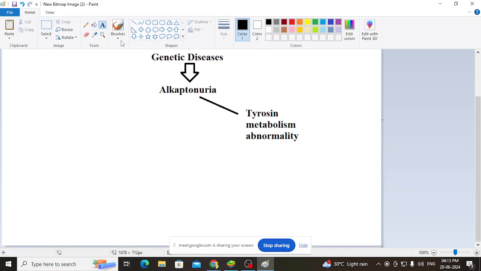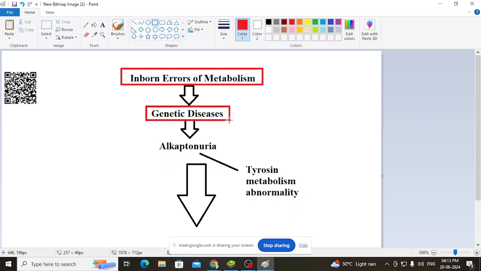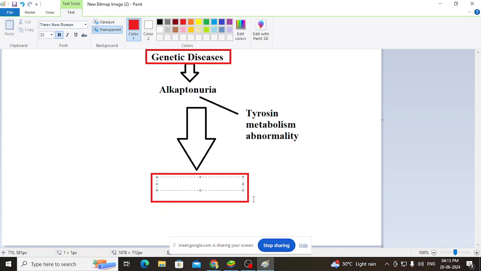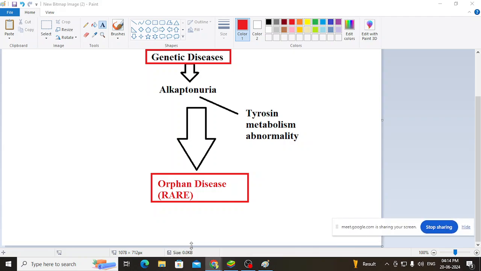But there are some diseases. This is comparatively not very rare, but there are some diseases within this class. What is the class? These are inborn errors of metabolism. These are genetic diseases. But there is one more class, which is called orphan diseases. Why orphan disease? Because these are very rare inborn errors of metabolism. These are rare diseases. So one example of such a rare disease is our case study today.